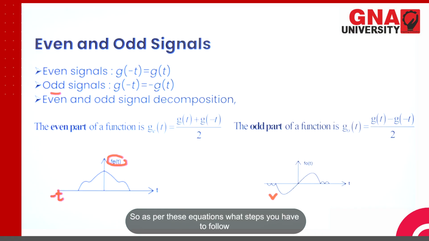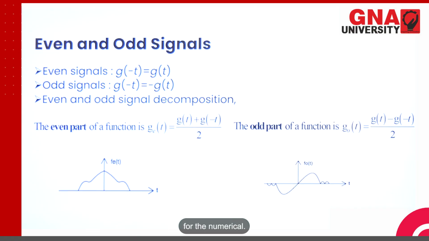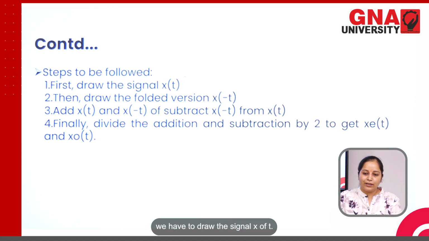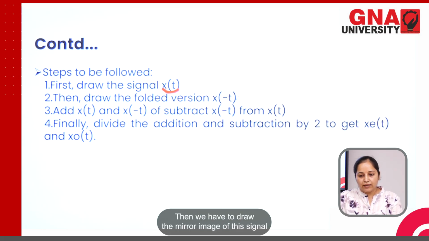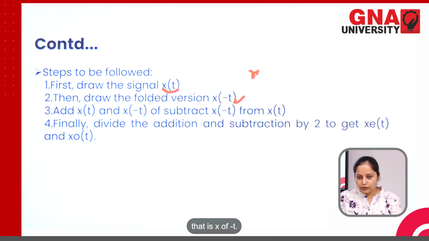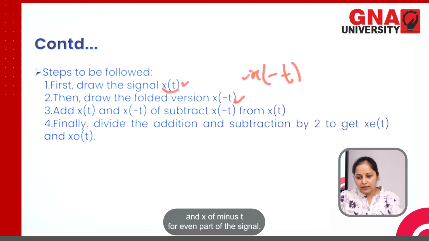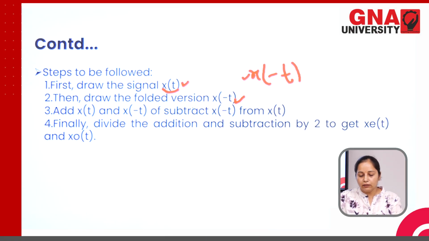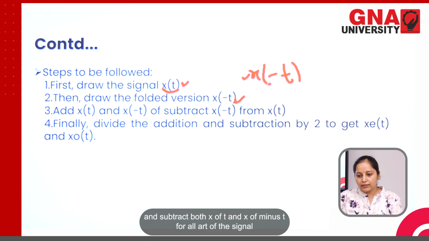So as per these equations, what steps do we have to follow for the numericals? Very first, we have to draw the signal x of t, that is the original signal. Then we have to draw the mirror image of this signal, that is x of minus t. Then add both x of t and x of minus t for the even part of the signal, and subtract x of minus t from x of t for the odd part of the signal.